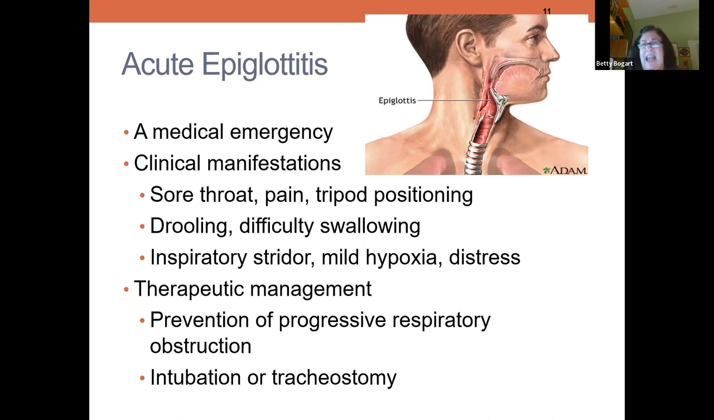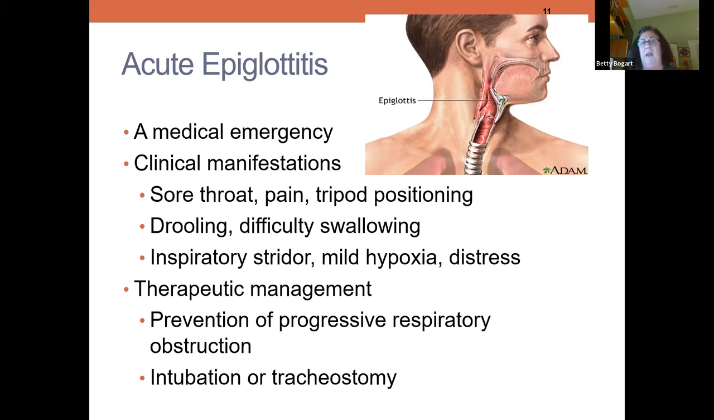These children, never, ever look into their mouth. You don't want to do anything to cause more swelling in the back of their mouth. The person who's going to look will be able to either intubate, which probably is not going to happen because the epiglottis is covering that trachea. Usually it'll be a tracheostomy. I've never seen it get that far, but it can, depending on how long the parent waits. So we need to prevent that swelling from continuing.